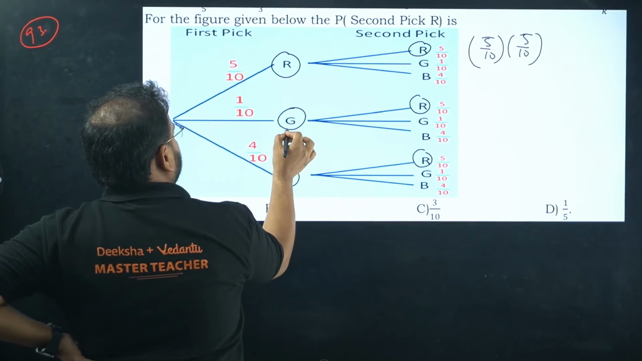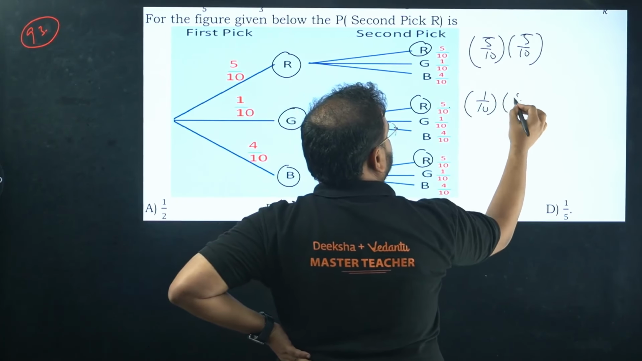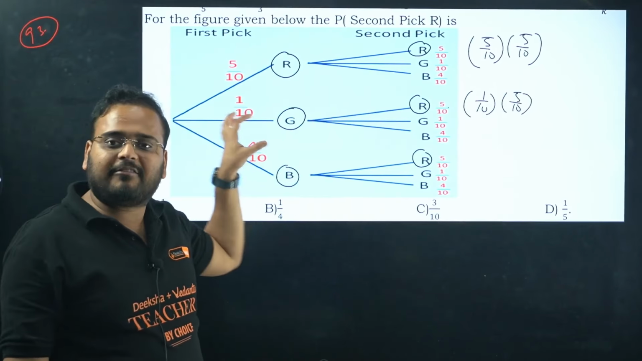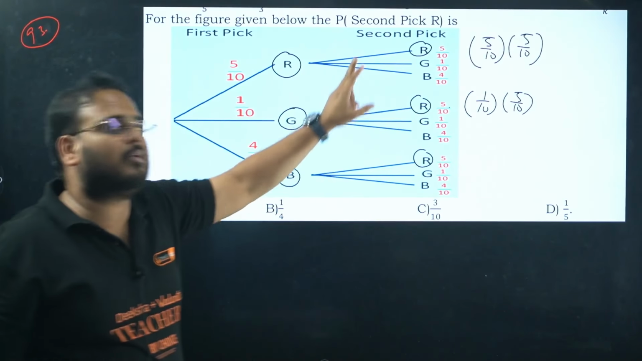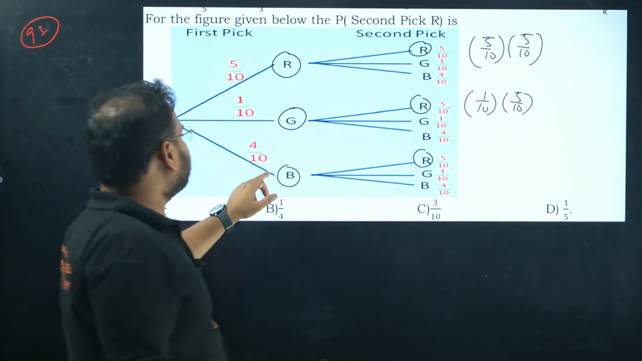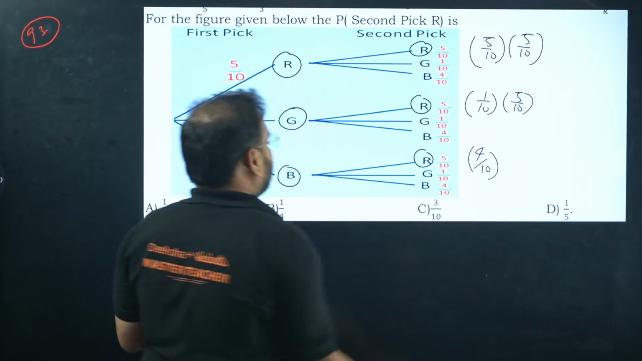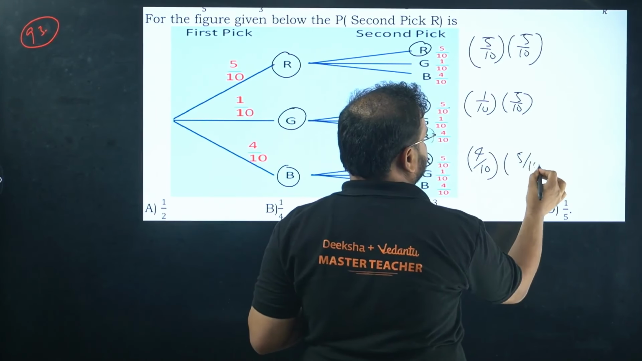Check again. For picking G, so 1 by 10 into again what? 5 by 10. Because to get the second one as R, I have to get first one as G, then only I can go, right? So this and this will come. The case of and is coming, that's why I'm multiplying it all together. Picking B, 4 by 10 and then R again, so 5 by 10.